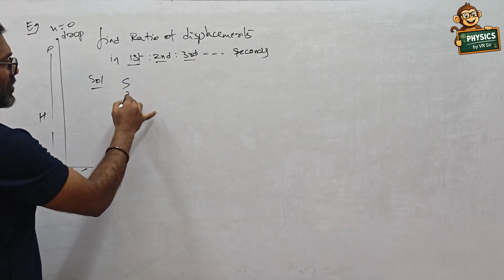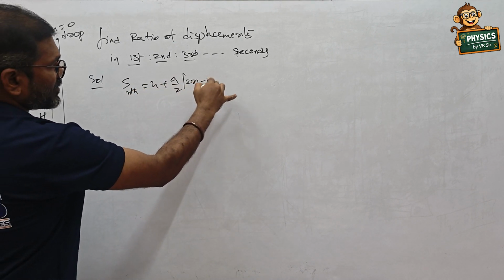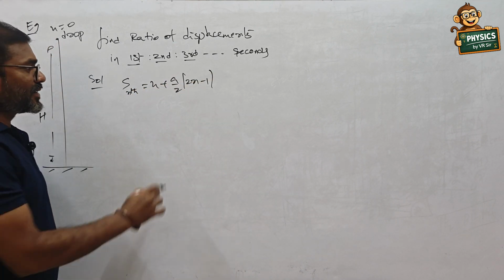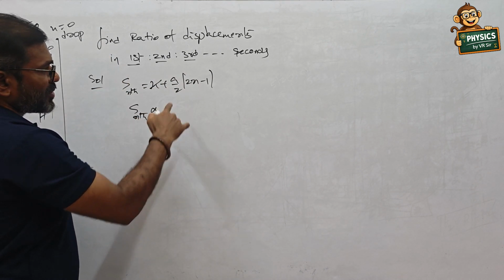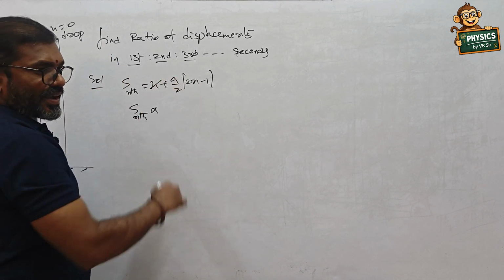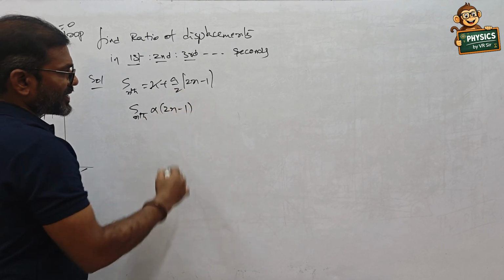So we should use the formula for displacement in the nth second: u plus a by 2 into 2n minus 1. Hope you are following. Now initial velocity is 0. Of course, s nth is directly proportional to 2n minus 1, because acceleration due to gravity g by 2 is also constant. So 2n minus 1 we write.